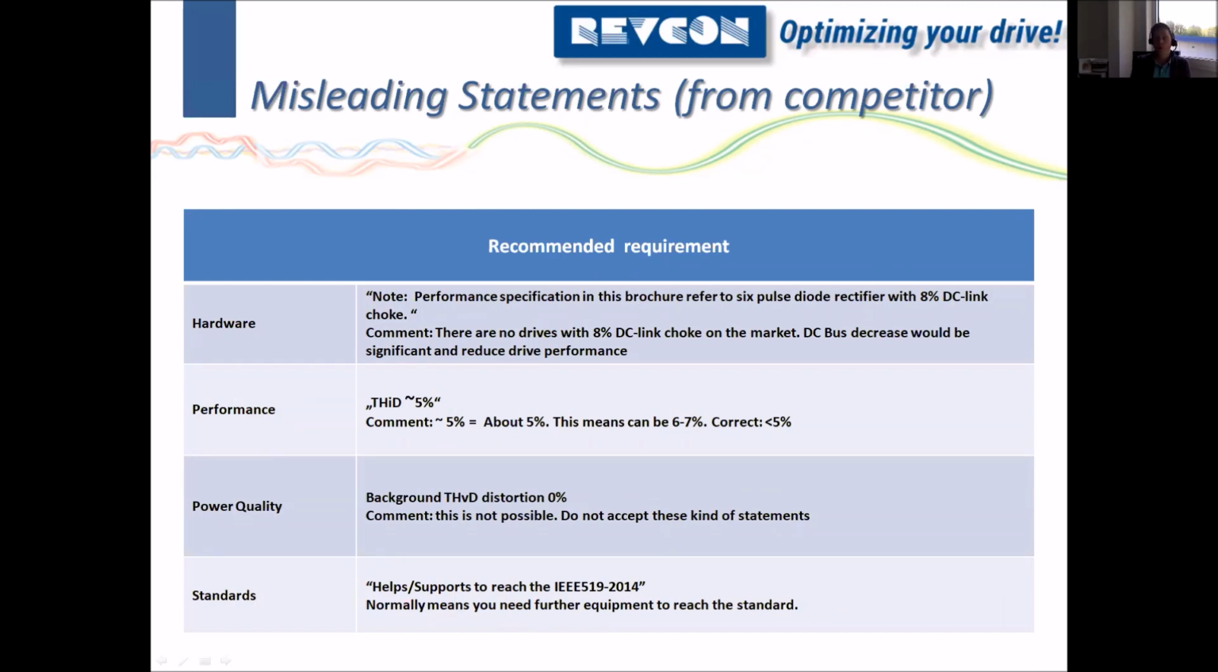Before I move on to the efficiencies, I want to show you some background information on what you should be careful about when you read some statements from our competitor in the end. I think the first one is quite naughty. I won't go into the details of all of them, but the first one is quite naughty. It says performance specification in this brochure refer to a 6-pulse diode rectifier with 8% DC link choke.